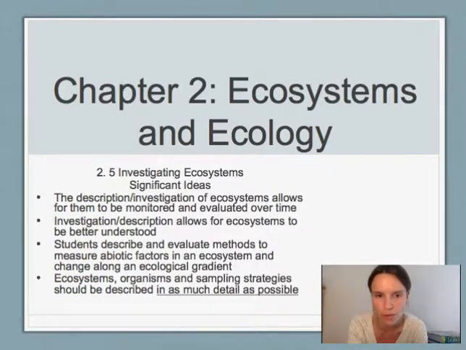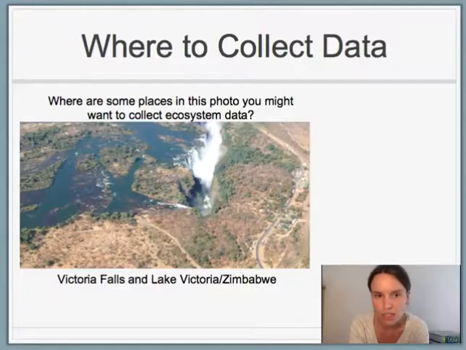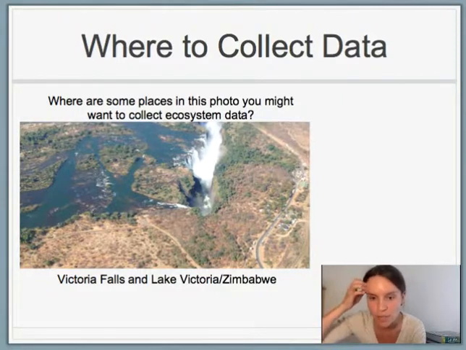So here we go. Investigating ecosystems is all about collecting data. As a scientist, you need to be able to collect meaningful data in experiments that are easy to understand and repeatable in order to make determinations about the ecosystems that you are looking at.